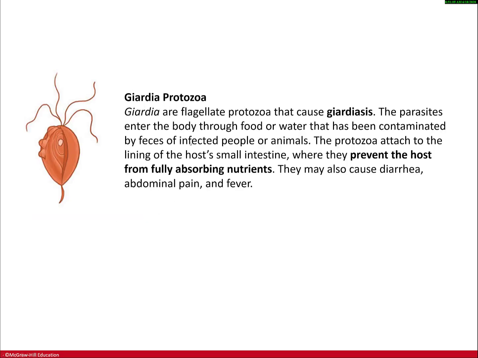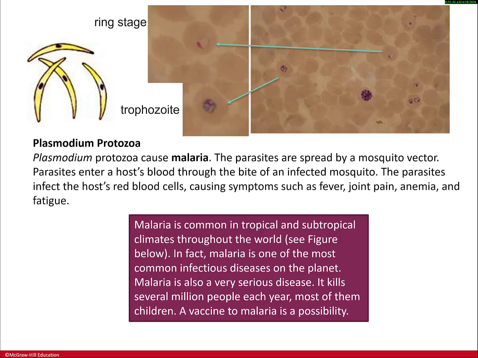Giardia protozoa causes giardiasis. The parasites enter the body through food or water, so you ingest this. This is the Mardi Gras goer. The protozoa attach to the lining of the host's small intestine, where they prevent the host from fully absorbing nutrients. They can also cause diarrhea, abdominal pain, and fever. So this, acquired by food, will cause intestinal types of problems.